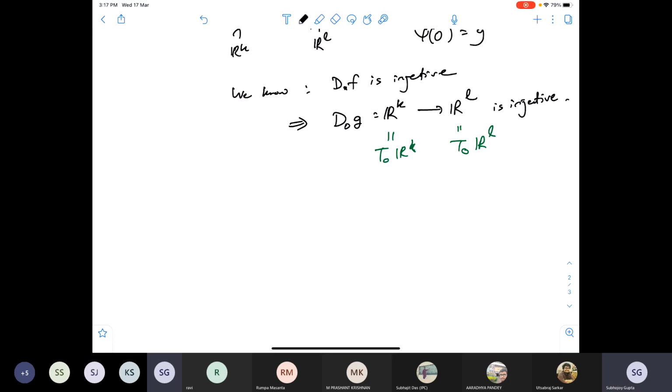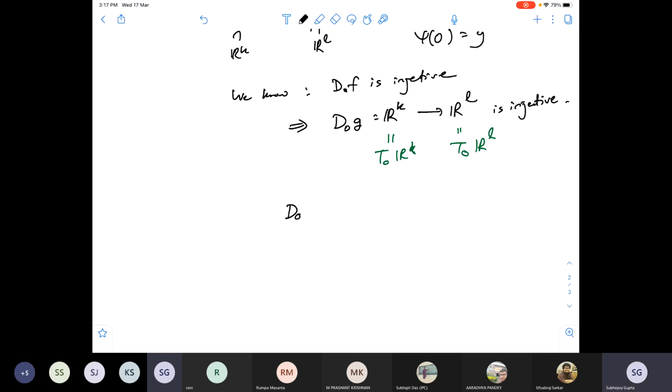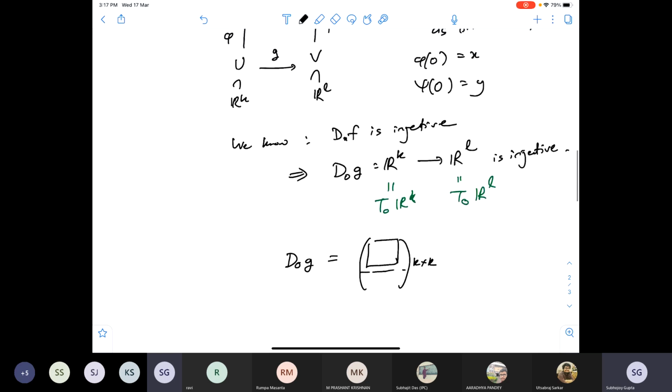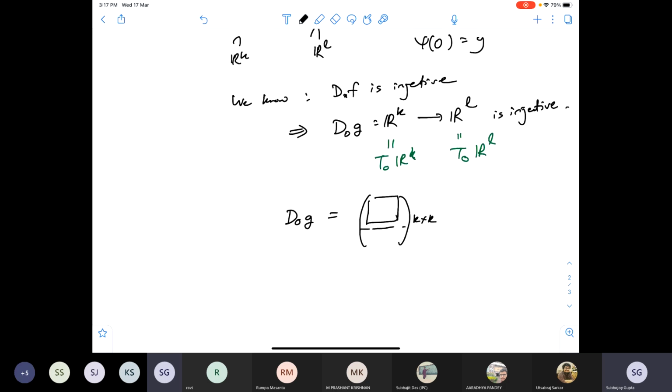So this just means that D0G looks something like this. Remember, K is less than L, so there will be a square matrix here of size K by K, and then there will be some things here, and the point is that this will be invertible, right? Yeah, I guess maybe you do need to. I'm going to permute my coordinates so that the derivative is of this form.